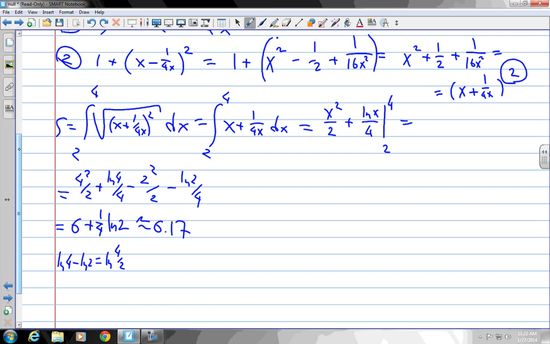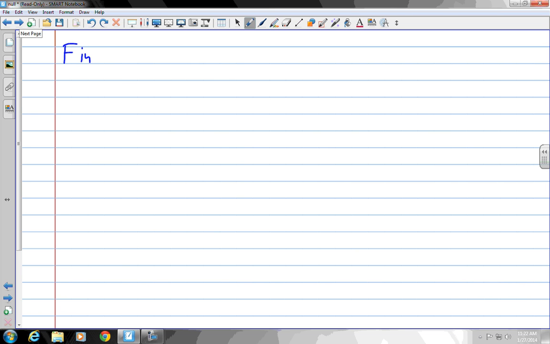Let's do another one. Find the length of this little thing. Find the length of this beauty. This one you do want to sketch just to see what you're looking at. Even if we don't sketch that, what does this kind of smell like?